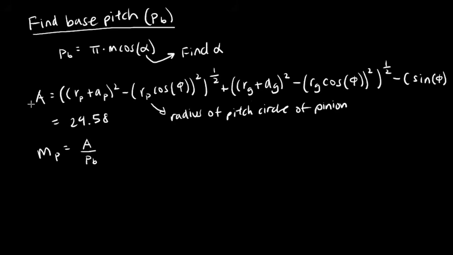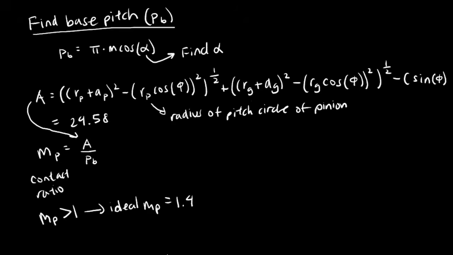Now, MP is my contact ratio right here, and you notice in the formula, I can plug in my length of action. So the contact ratio is the average number of teeth that are in contact with each other at a time, and in general, we definitely want this to be greater than 1, but an ideal contact ratio would be around 1.4. So let's first rewrite A over PB as A over pi times m cosine of alpha.